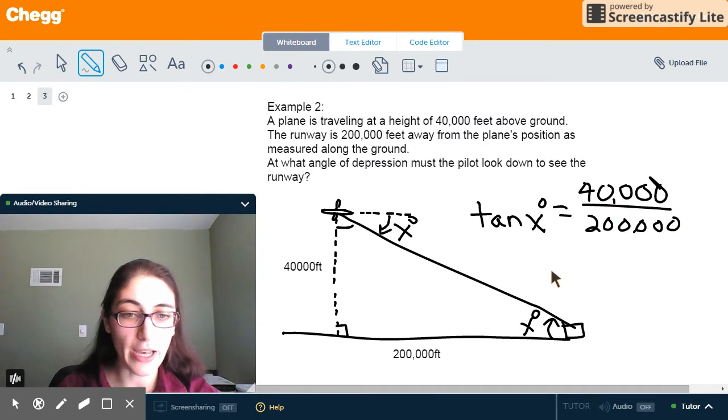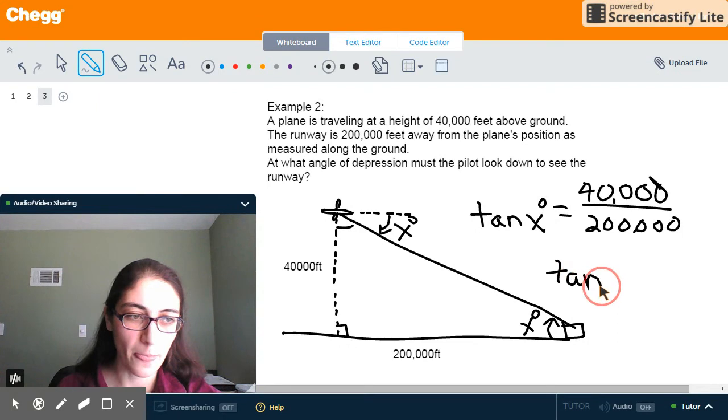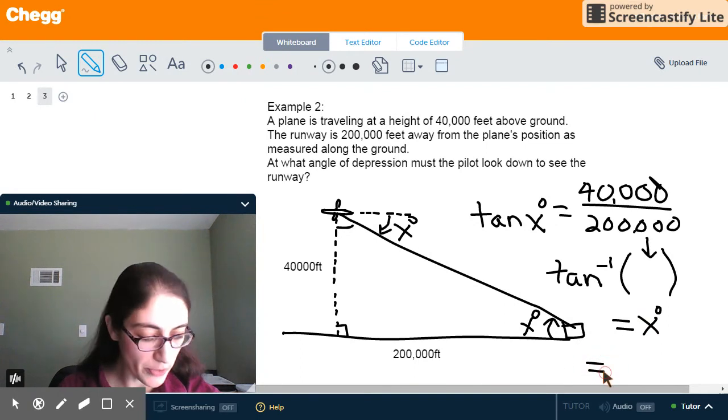And if I now use an inverse tan function, if you haven't learned about inverse trig, don't worry about how to do that part, as long as you understand how I set up this ratio, that the inverse tangent of that big ratio there, the 40,000 over 200,000, is going to equal my unknown angle, x degrees. If I plug that into a calculator using degree mode, I will get that it's 11.31 degrees.